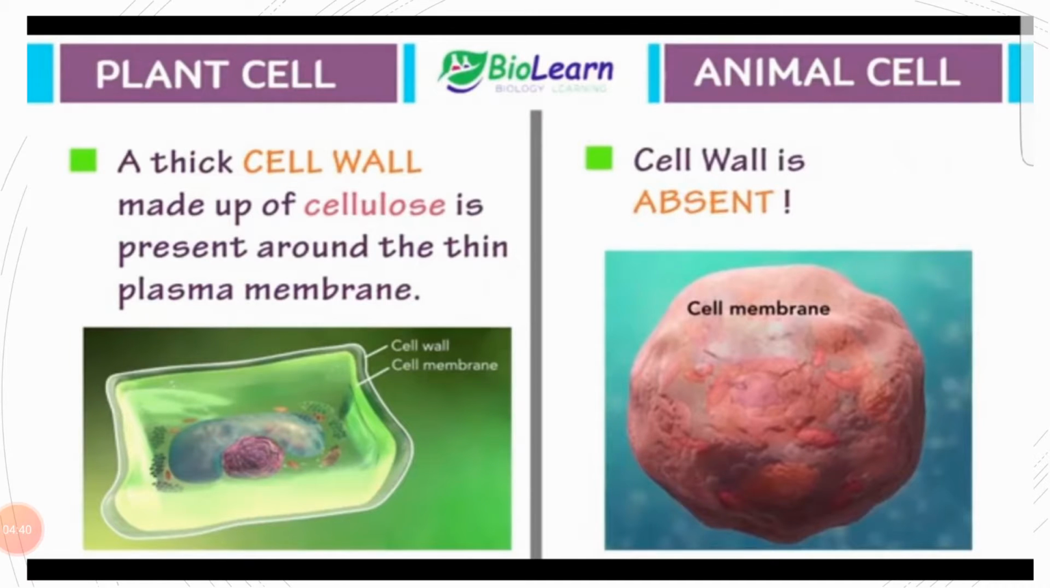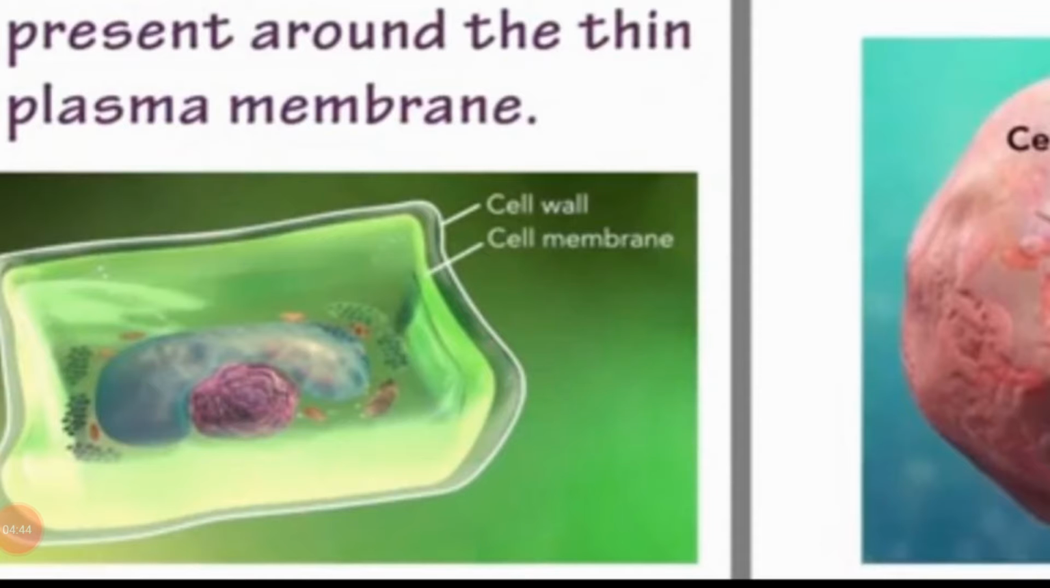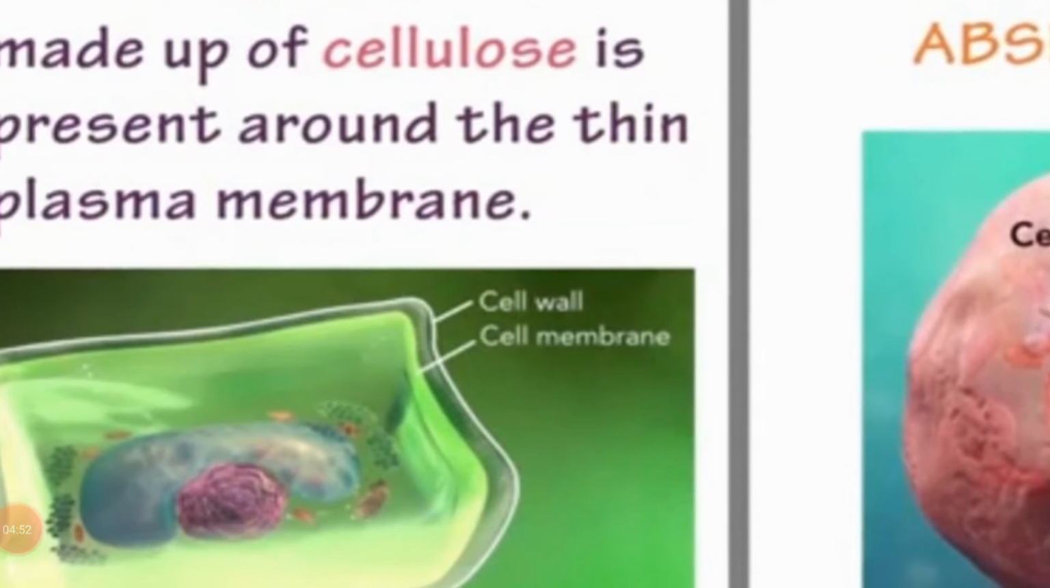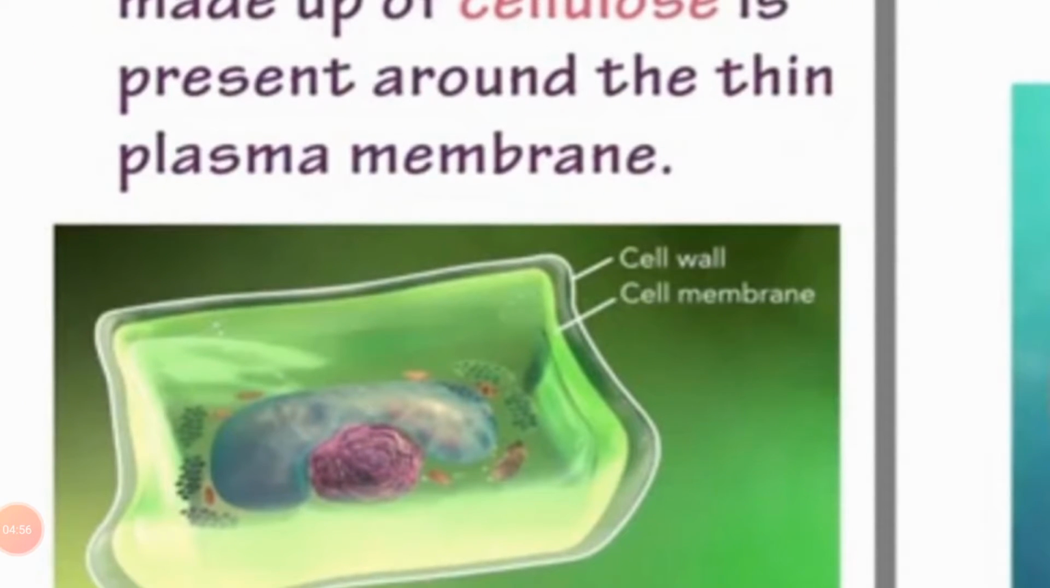Okay, the next thing. As you can see in this diagram, this is the plant cell, and this one is the animal cell. Look at this one. What is the outermost layer that is present in the cell?